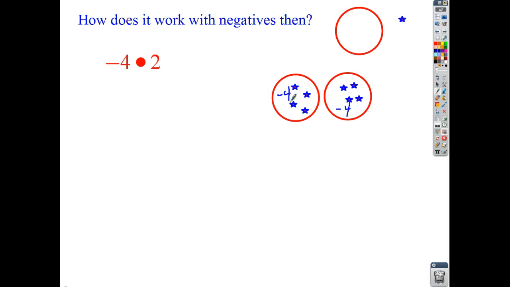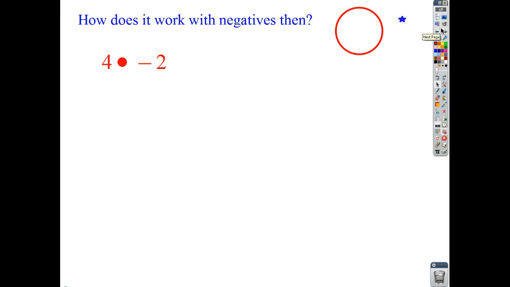So if I lose, instead of gaining the 4 pounds, I lose 4 pounds each day for 2 days, together I would lose 8 pounds, okay? So hopefully that is making sense to you, right? If I have -4 in two groups, -4 and -4, together that's -8. If I go down 4 and I go down 4 again, I've gone down 8.